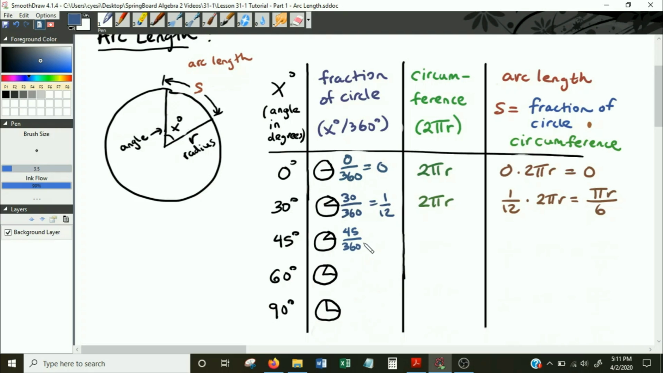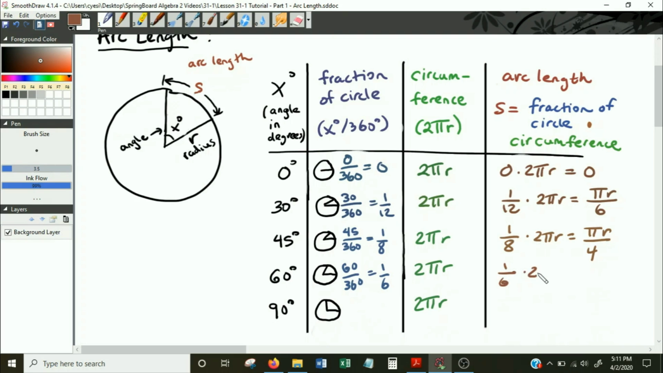45 over 360 is 1/8. And I'm just going to write 2 pi r for all of these because that's what it is. And then for the arc length, for 45 degrees, 1/8 times 2 pi r equals pi r over 4. And for 60 degrees, it's going to be 60 over 360. That's 1/6. Multiply that with 2 pi r. I get 1/6 times 2 pi r, and I get pi r over 3. And then last but not least, in this list, 90 over 360 is 1/4. And then we multiply 1/4 with 2 pi r, and we get pi r over 2.